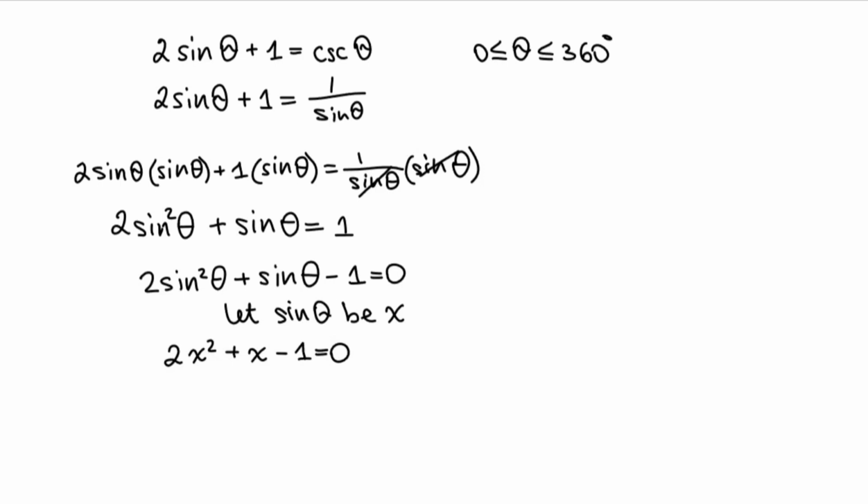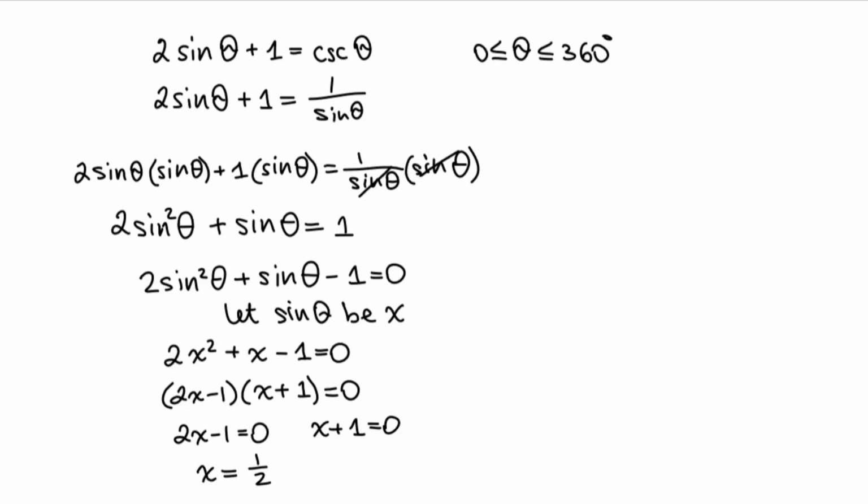If we factor this equation, we're going to get 2x minus 1 times x plus 1 is equal to 0. So then from here, 2x minus 1 is 0 and x plus 1 is 0. Therefore, x is equal to positive 1 over 2. x is equal to negative 1. But we remember that x is equivalent to sine theta. So we're going to continue here. Sine theta is equal to 1 over 2. And sine theta is equal to negative 1.